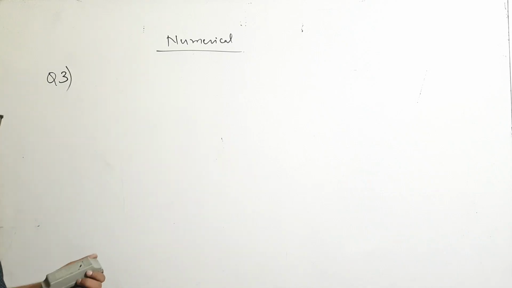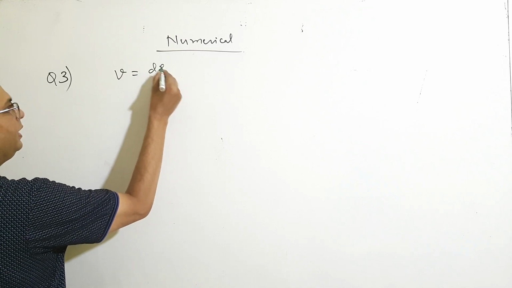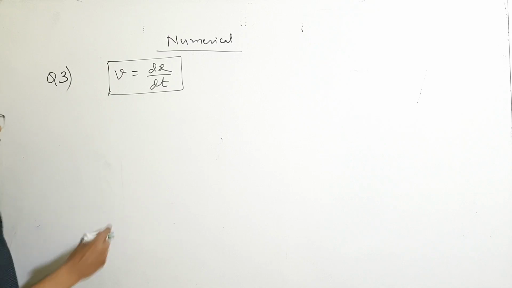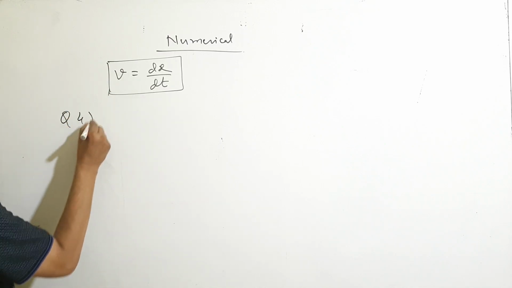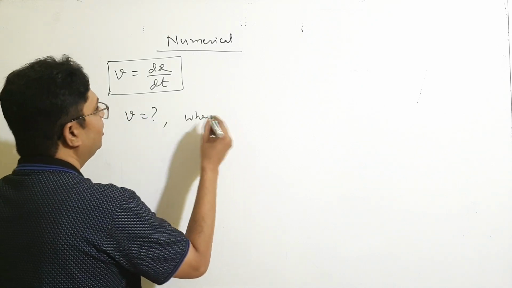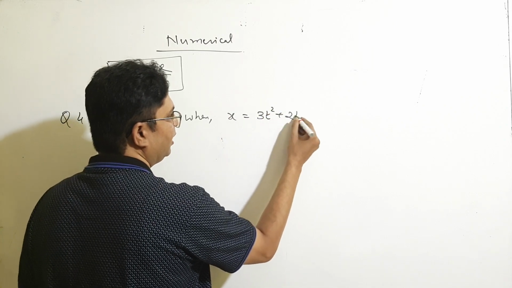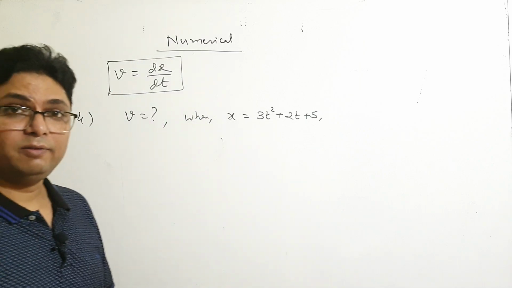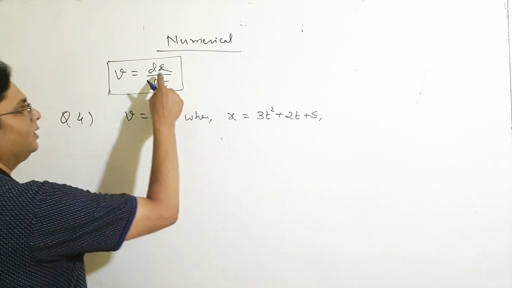As you know, for instantaneous speed, the formula is v equals dx upon dt. This is the formula which you have to use. Now let us have a question based on this formula. v is equal to what, when x is equal to 3t square plus 2t plus 5? This means that x is a function of time, so directly put this value at this point.